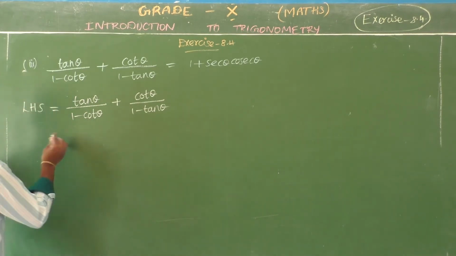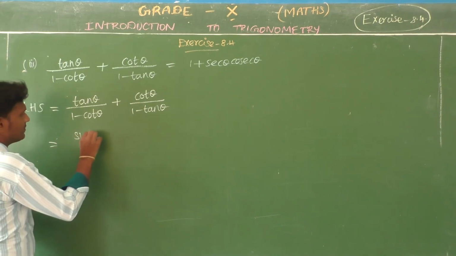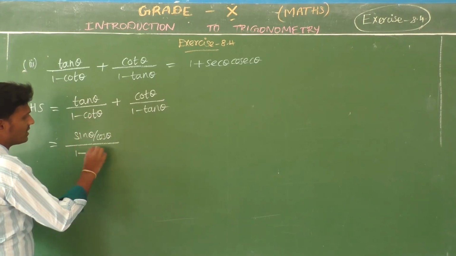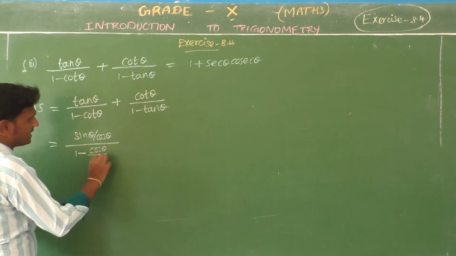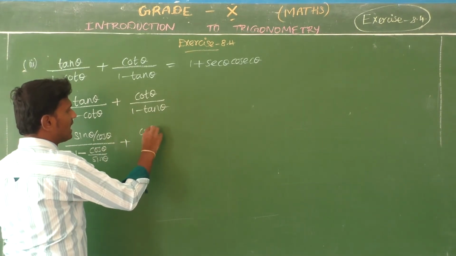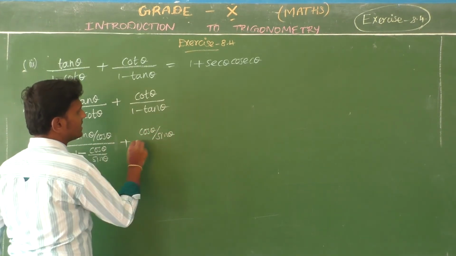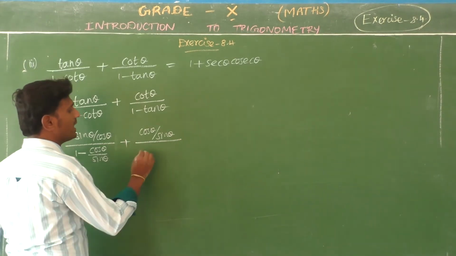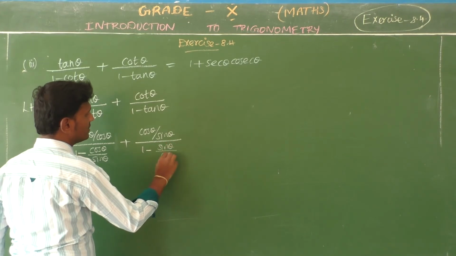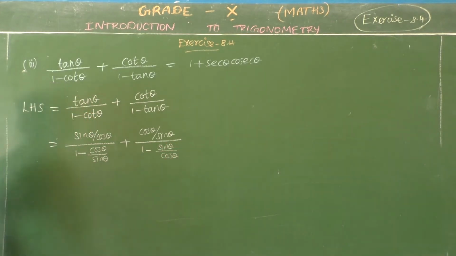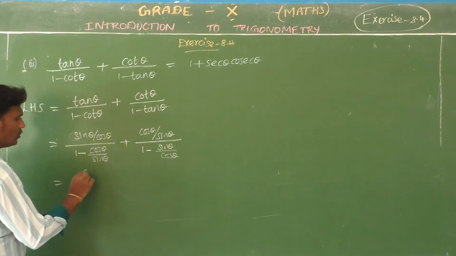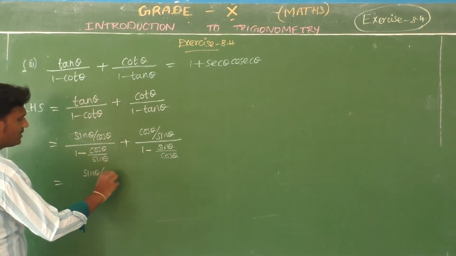Now tan theta means sin theta by cos theta, the whole divided by 1 minus cot theta, where cot theta is cos theta by sin theta, plus cot theta, which I am going to take as cos theta by sin theta, the whole divided by 1 minus tan theta, where tan theta is sin theta by cos theta. In the numerator you have only one fraction, so you don't need to do anything.